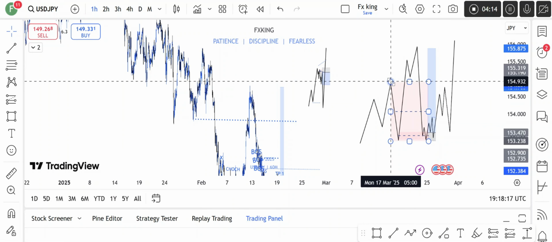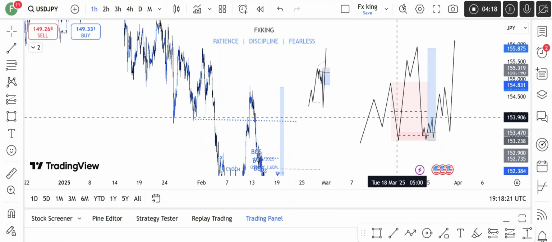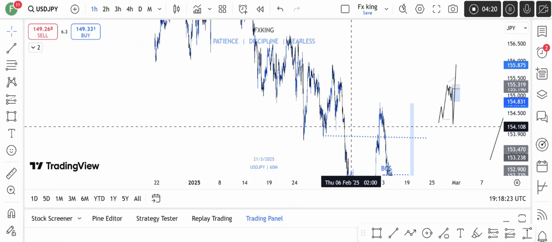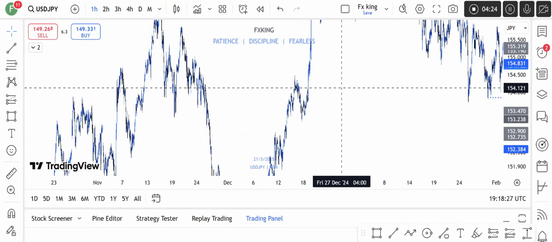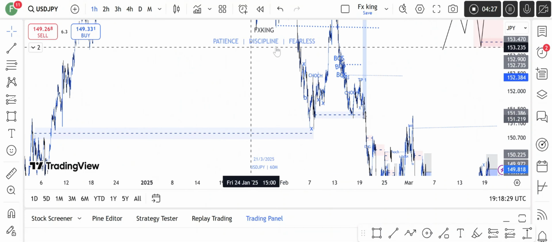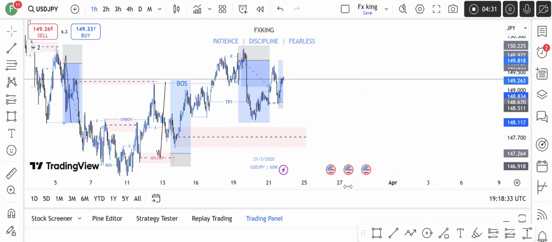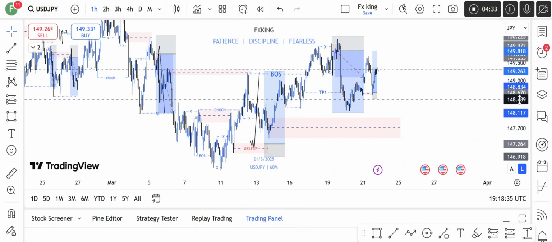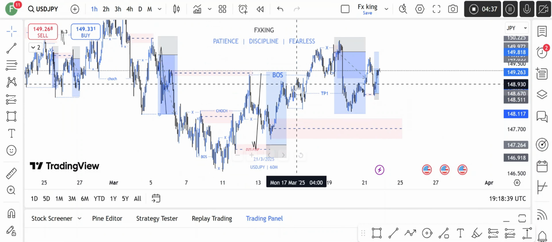The order flow starts from here. In fact, the order flow is a pullback. The whole pullback is an order flow. Let me show you something. Let me look at more recent price action so that I can easily demonstrate that to you. Let's look at these zones here.